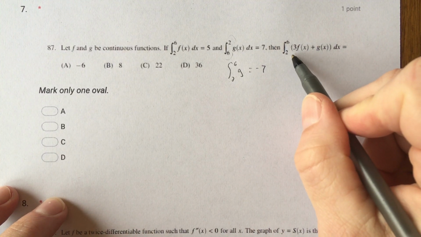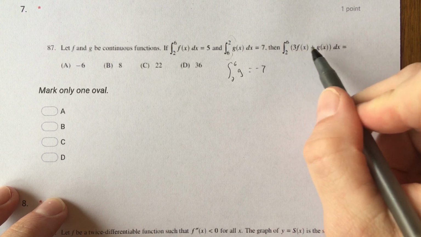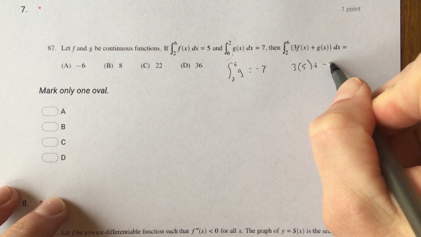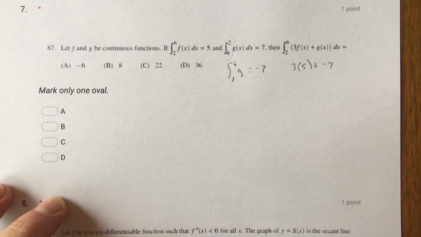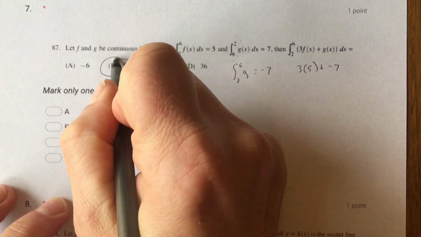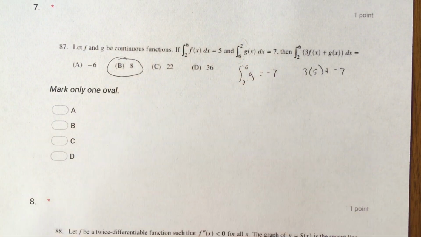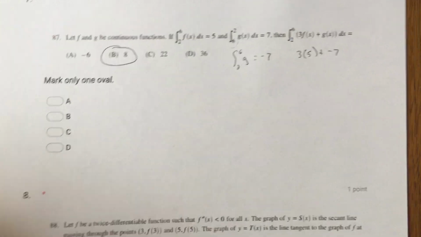So then if we do the integral from 2 to 6 of 3 times f plus g, that's going to be 3 times what f was plus the -7 for g. 15 minus 7 gives us 8, which is B. Okay, so you had to see that little piece, but if you did that, then you're okay.